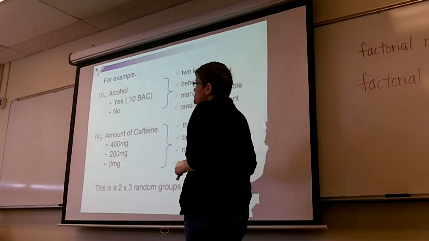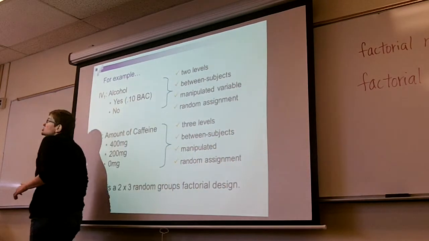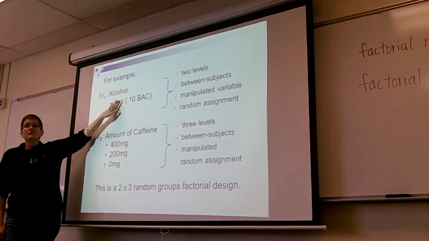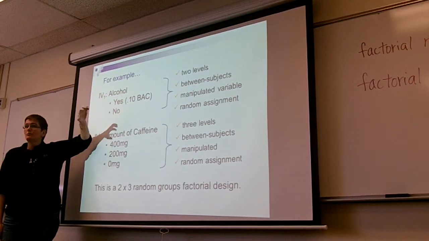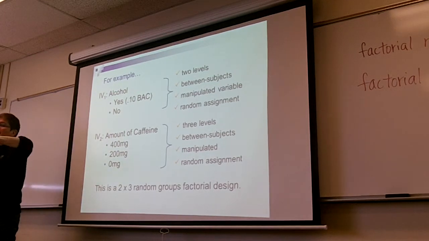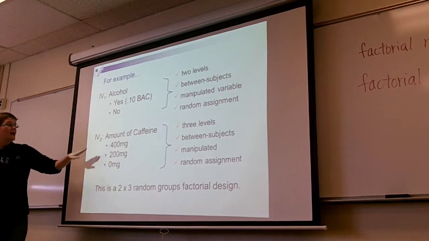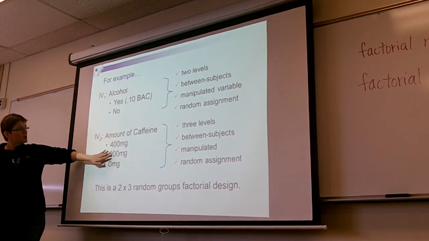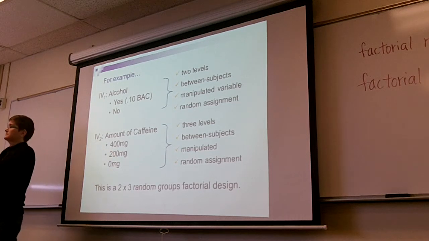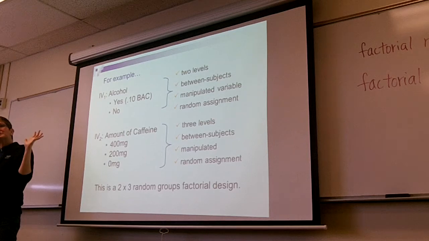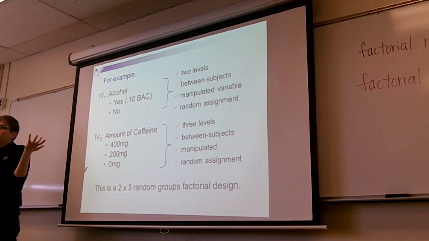So imagine that you're doing an experiment where you say, okay, so we're going to have people who either have a level of blood alcohol content where they're legally intoxicated, or they're not drinking at all. Okay, so drunk, not drunk. And then we're going to give people 400 milligrams of caffeine, or 200 milligrams of caffeine, or no caffeine. So I've got two IVs, two different beverages, or two different kinds of drugs that I'm going to give them.